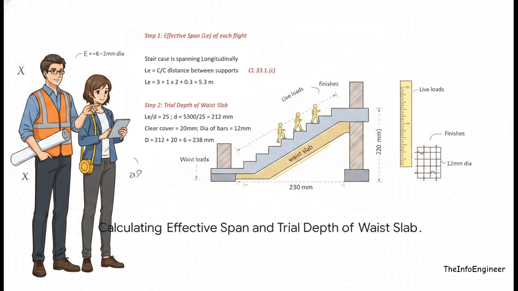Notice how a structural engineer determines the trial depth using the effective span and loading requirements. The distance between the supports, combined with live loads and finishes, dictates that our waste slab needs to be, say, 230 millimeters thick. As a QS, if the waste slab depth isn't explicitly detailed on the drawings, you absolutely must understand this engineering principle to estimate a safe assumption. Otherwise, your concrete BOQ is going to be dangerously underpriced.